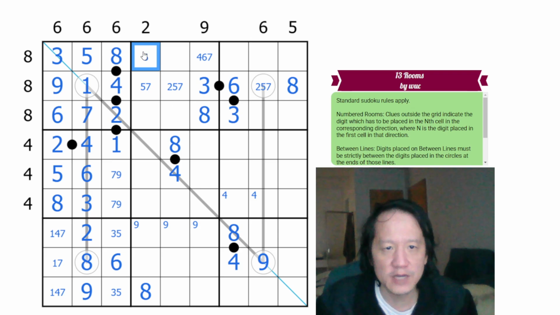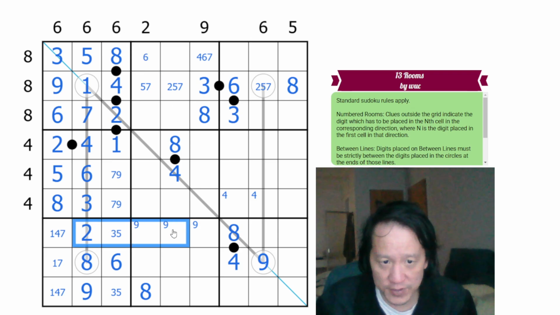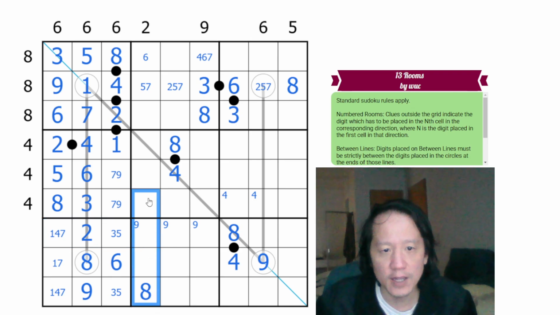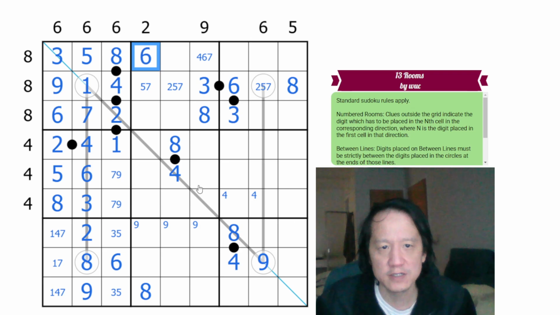It could be in the seventh cell. It cannot be in the seventh cell because of this 2. This can't be 8 because of these 8s, and it can't be 9 because it's already filled. Therefore, this must be 6, and this must be 2. So this cannot be 6 then.